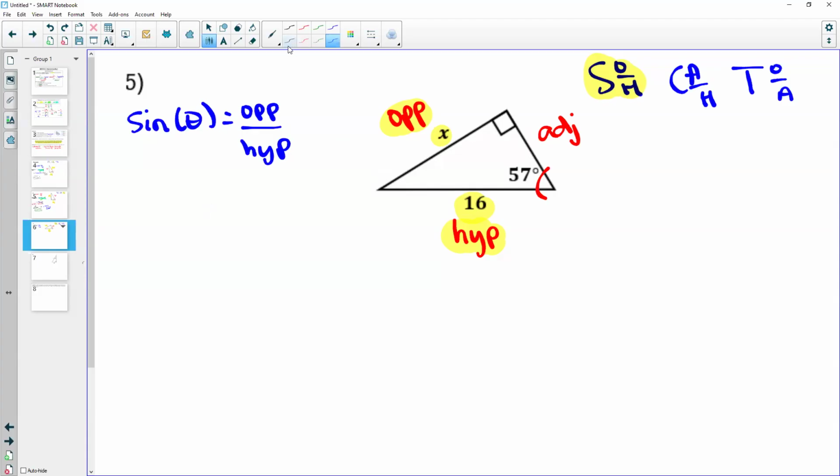Now we just plug our values in. This next part represents our equation, our setup here. The setup for our equation is going to be sine of theta, where theta is your angle of perspective.